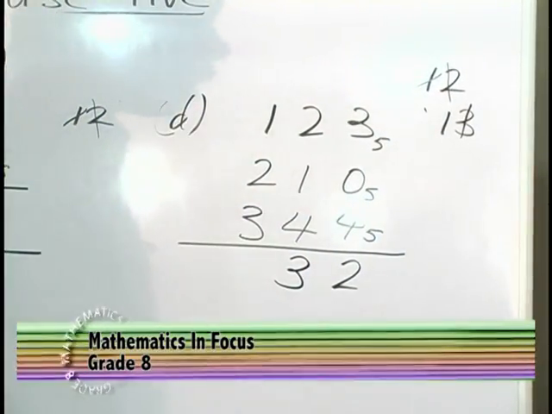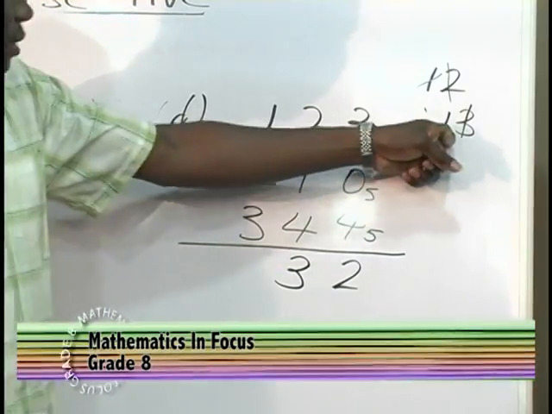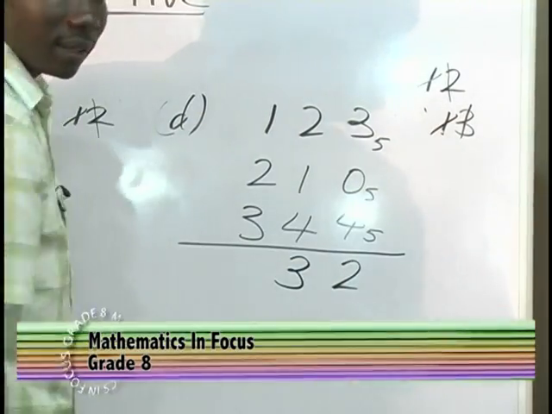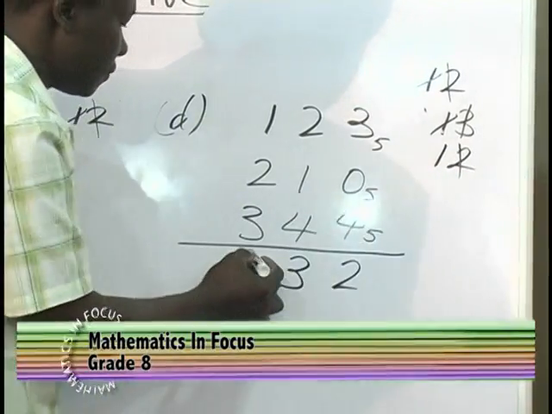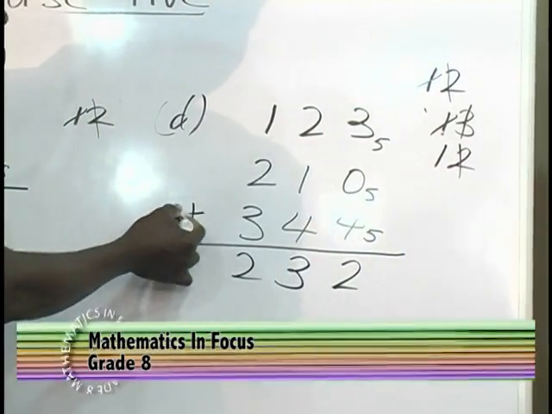Add up here we get 6. 6 and this 1 will take us to 7, which we know is 1 five and 2 remainder. Oops, but we have nothing else to add here.